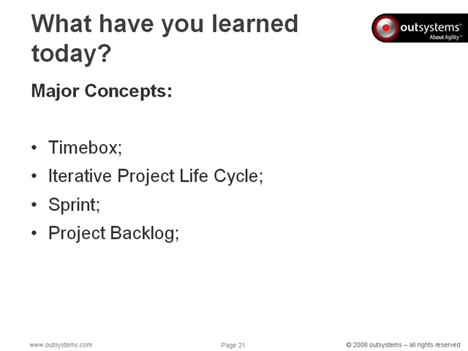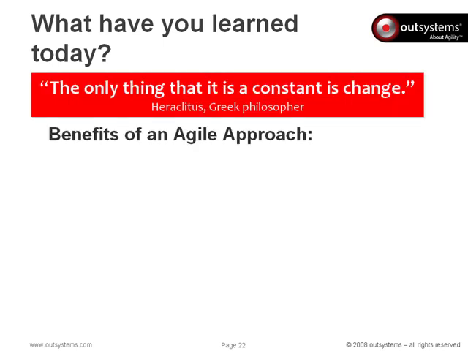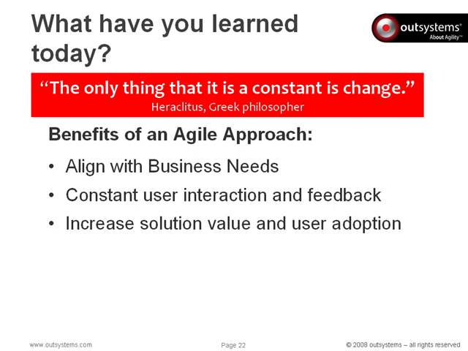The current valued features are kept in the project backlog as a result of constant backlog settlement and sprint planning processes. A daily Scrum meeting keeps the delivery team aligned and helps remove roadblocks. With the Agile approach, you build solutions that adapt to change and make it easier to build the house aligned with your family needs by interacting and collecting their feedback and thus increasing the solution value and family adoption.